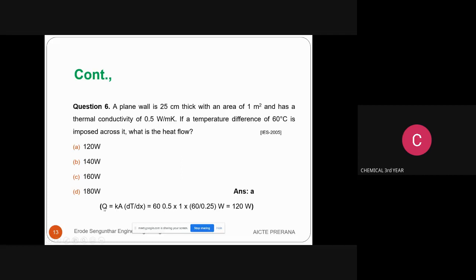So Q is equal to kA dT by dx. Sorry, k is 0.5 and A is 1. So 0.5 into 1 into 60, the temperature difference, divided by 0.25. We will have 120 watt as the answer.